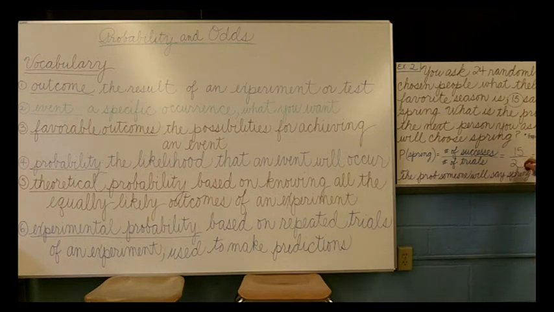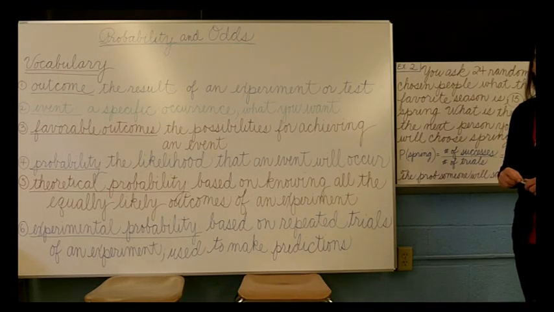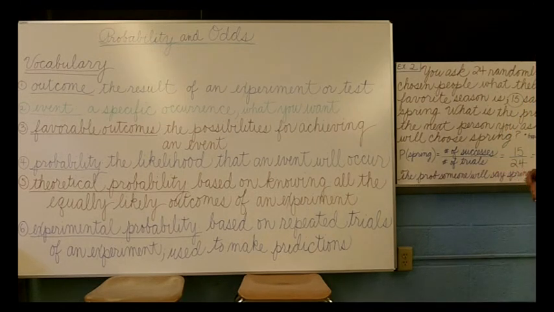Out of the 24 people asked in this survey, that's the total number of trials. 15 over 24 is not in its simplest form. Both the numerator and denominator can be divided by 3.